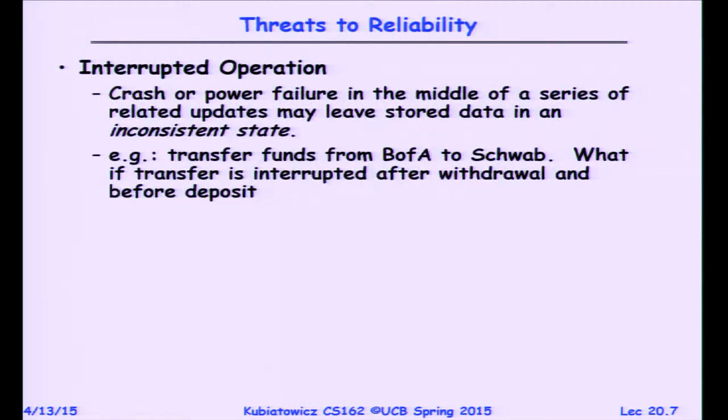So what are some threats to reliability? Obviously, interruption in the middle of writing things back. A crash or power failure in the middle of a series of updates can screw things up and give you inconsistent state. You could imagine thinking of this in terms of funds. You transfer funds from B of A to Schwab, and what if the transfer is interrupted after withdrawal but before deposit? Suddenly your money went to a black hole.